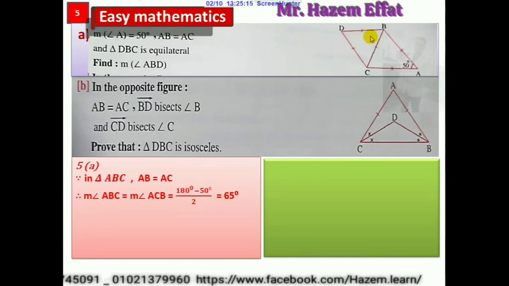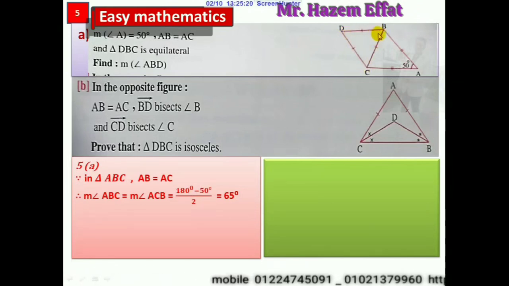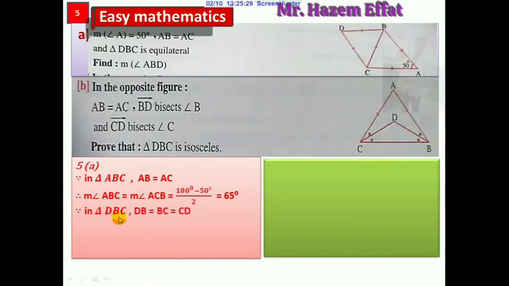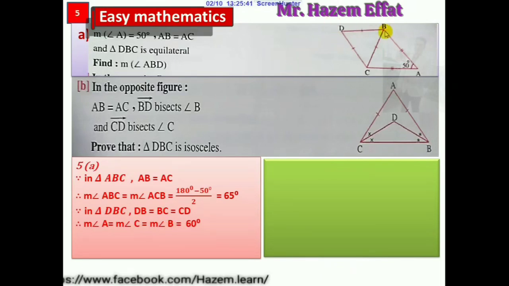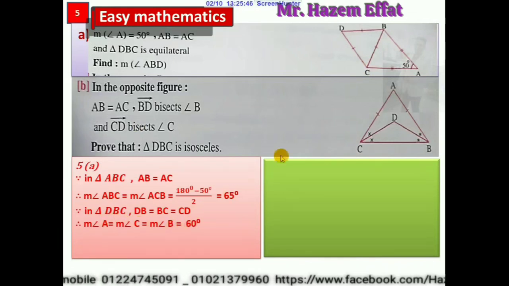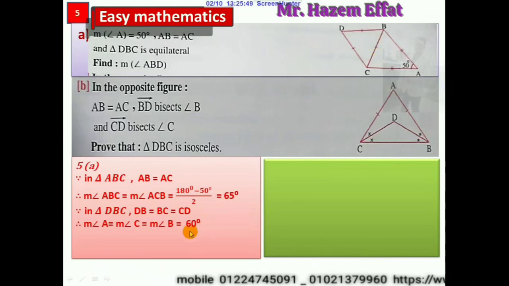Now, how to find the second part, angle DBC here? By using this equilateral triangle, we can find the measure of each angle in this equilateral triangle. How? By this way. Since in triangle DBC, DB equals BC equals CD, therefore measure of angle D equals measure of angle C equals measure of angle B. And when we say here B, I mean DBC because we state here the name of this triangle. So I mean measure of angle DBC equals 60 degrees.